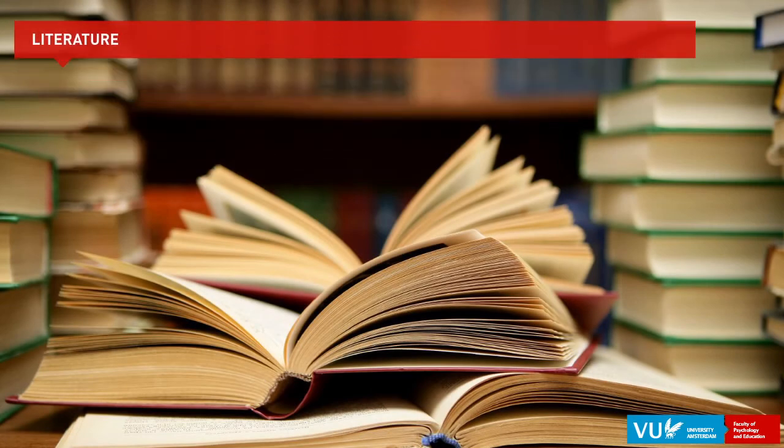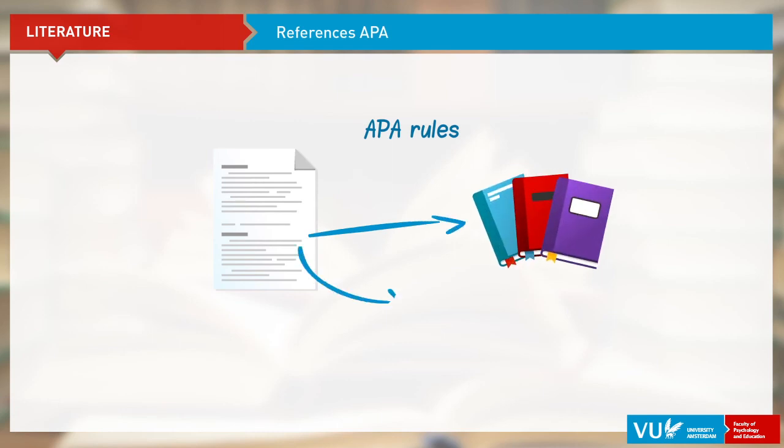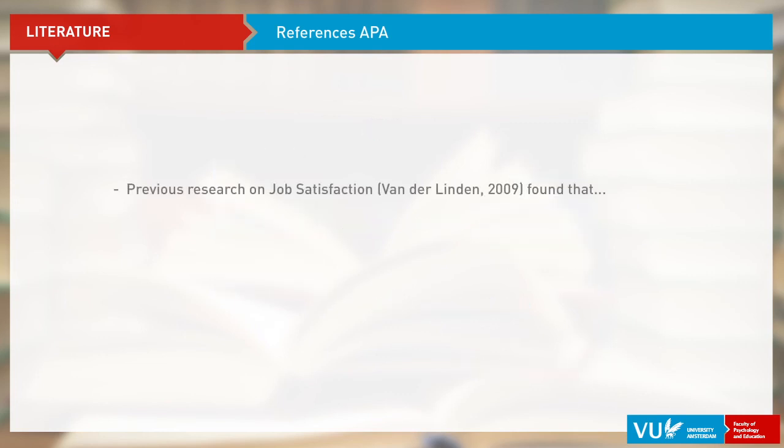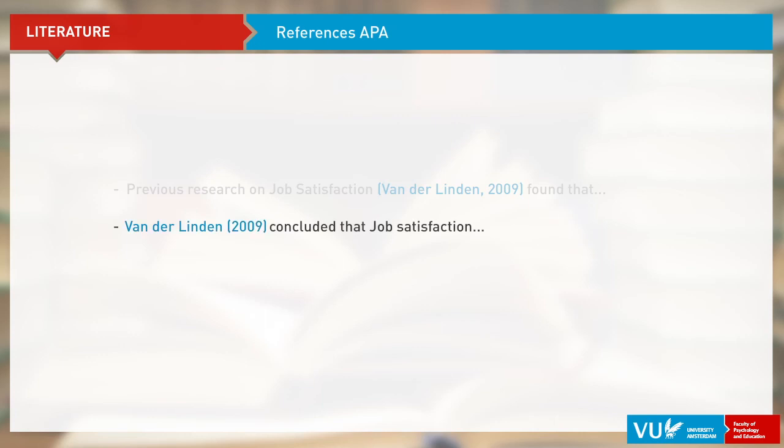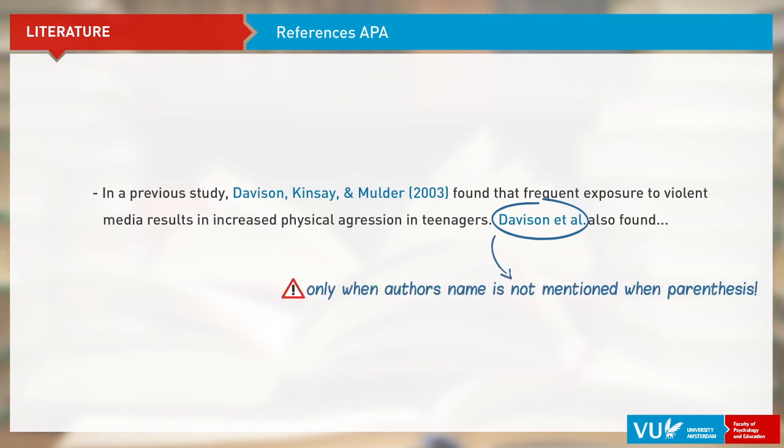Literature. APA has several rules for referencing literature. In the text, you refer to literature by naming the authors and the date of publication. This can be done in two different ways: previous research on job satisfaction (van der Linden, 2009) found that, or van der Linden (2009) concluded that job satisfaction. When the same author is mentioned several times in the same paragraph, you don't have to mention the date of publication again. This is only the case when the author's name is not mentioned within parentheses.